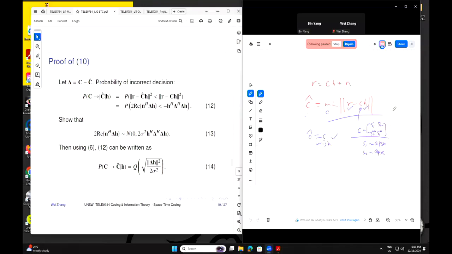Because that's not easy. You have 16 different C versions. You need to find one of them to be correct, and 15 of them are wrong. So that's not an easy one. But if you get it correct, that's the perfect detection. If you get it wrong, what does it mean? It means that when you get that estimated signal, that distance is smaller than the distance for the real signal.